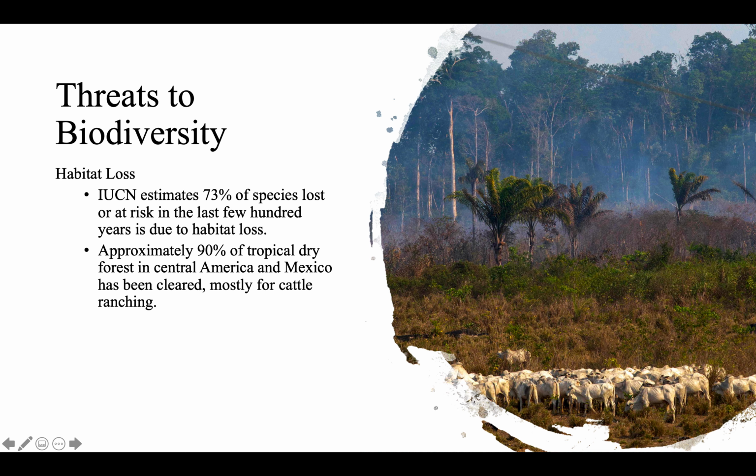And so rainforests and dry forests in these areas, in the tropical areas of the world, are very rich in biodiversity, all three types of biodiversity. And to make way for cattle, a lot of this has been cleared, so a lot of species have been put at risk or are now extinct.